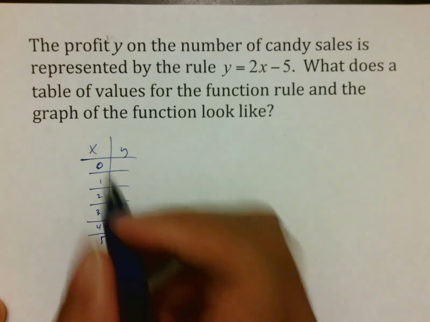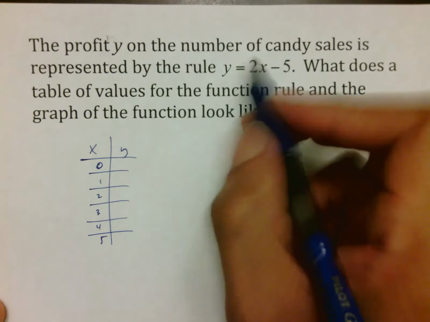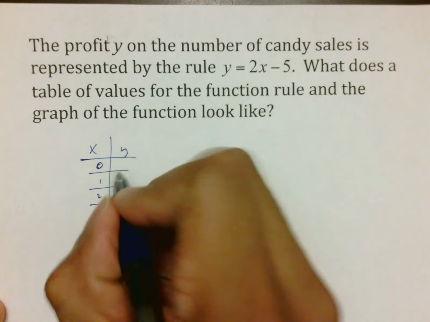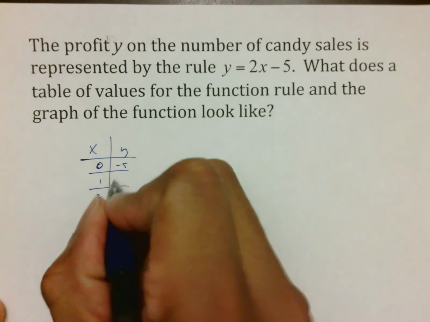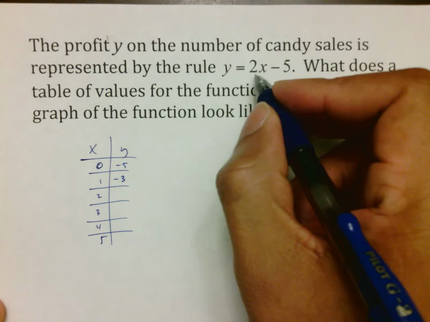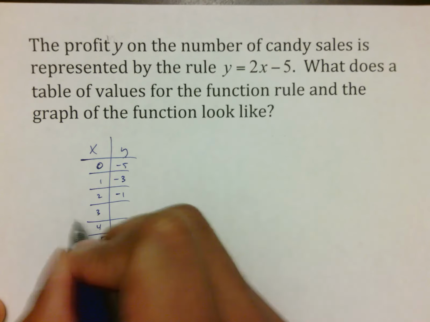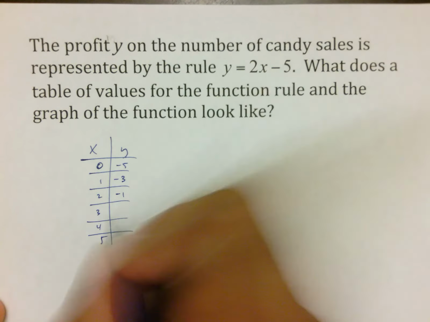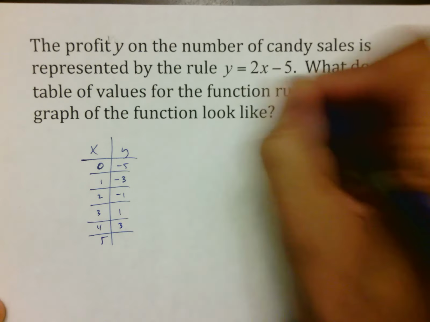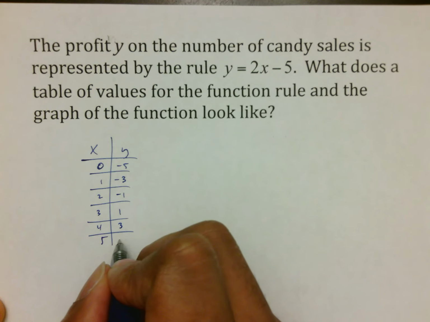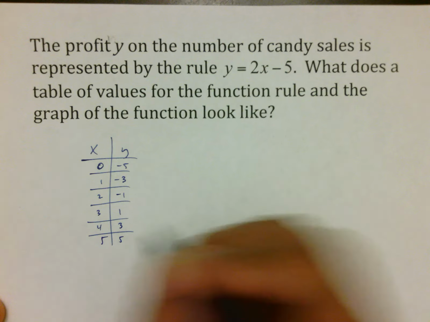And so what we do is we simply, again, plug it in. 0. 2 times 0 is 0, minus 5 makes negative 5. 1 times 2 is 2, minus 5 makes negative 3. 2 times 2 is 4, minus 5 makes negative 1. 3 times 2 is 6, minus 5 makes 1. That's 8 minus 5, which is 3. 10 minus 5, which is 5.